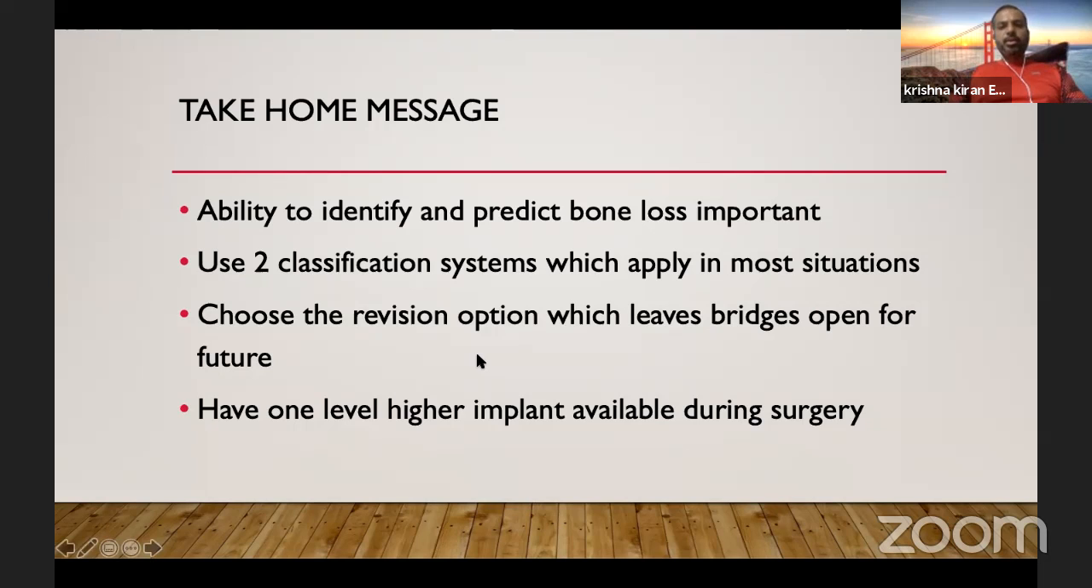Please choose a revision option which leaves bridges open for the future. Have 1 level higher implant available during surgery and try for 1 level lower wherever possible.